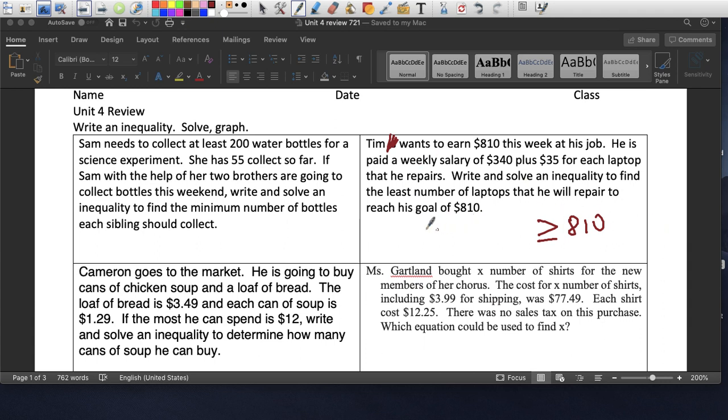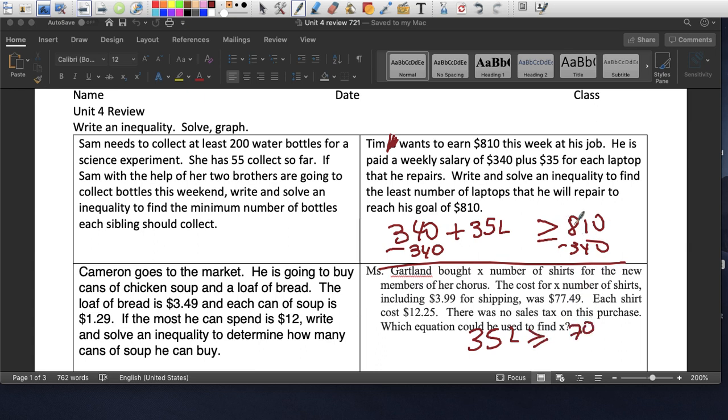So guaranteed, he makes $340 no matter what. But he makes a little bonus every time he fixes a laptop. Every time he fixes a laptop, somebody gives him 35 extra. So 35, I'm going to write L per laptop. That should have been your inequality. Minus 340, minus 340. You're going to get 35L greater or equal to 470.